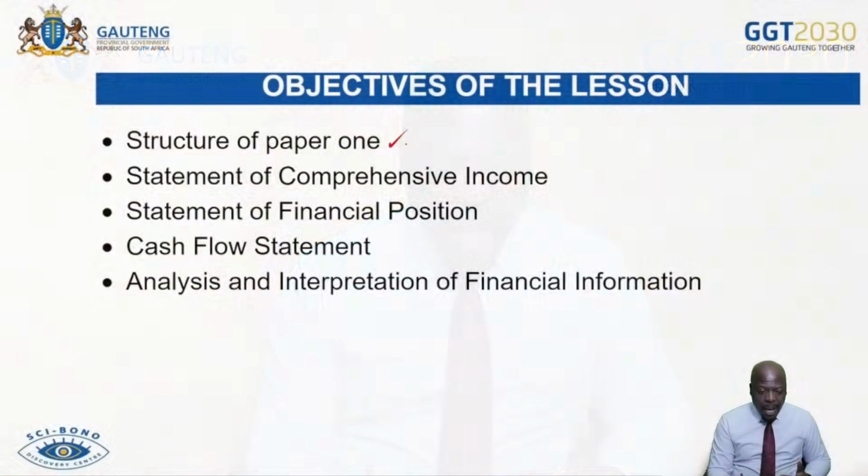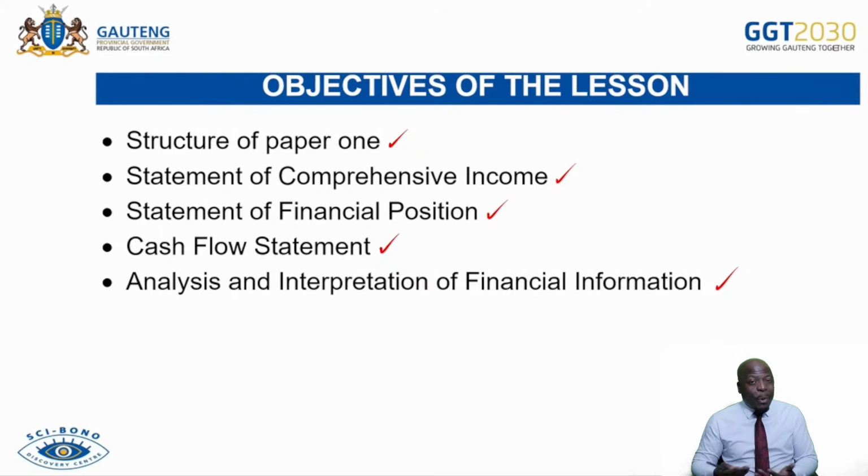My objectives for the lesson are, I'm going to speak to the structure of paper one. I'll also do a statement of comprehensive income, a statement of financial position, and a cash flow statement. I'm going to go to analysis and interpretation of financial information. I will not be able to do corporate governance and auditing, so I would ask that you do corporate governance in your own time. I hope you've been doing it already, as well as your auditing. You need to look into those aspects as well.